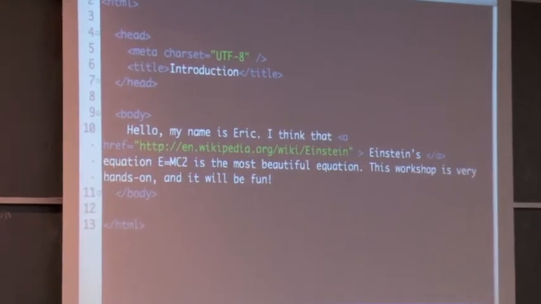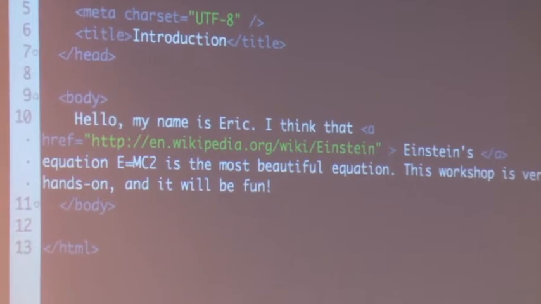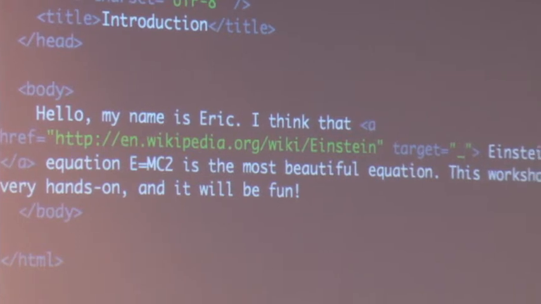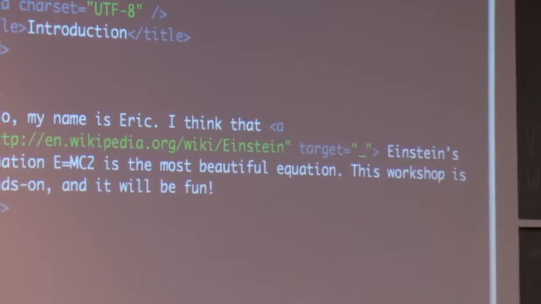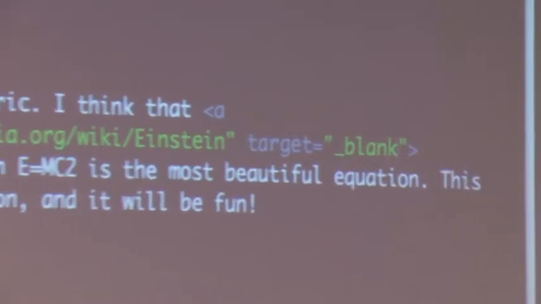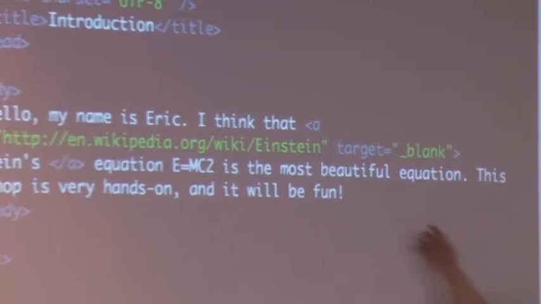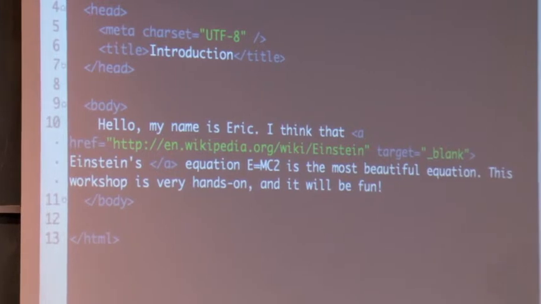In order to do that, you have to specify another attribute called a target. So I want the destination to be on a specific target, and that would be underscore blank. This is just a rule you have to follow. It starts with an underscore and the word blank. So what it means is I want to open this link in a blank window.